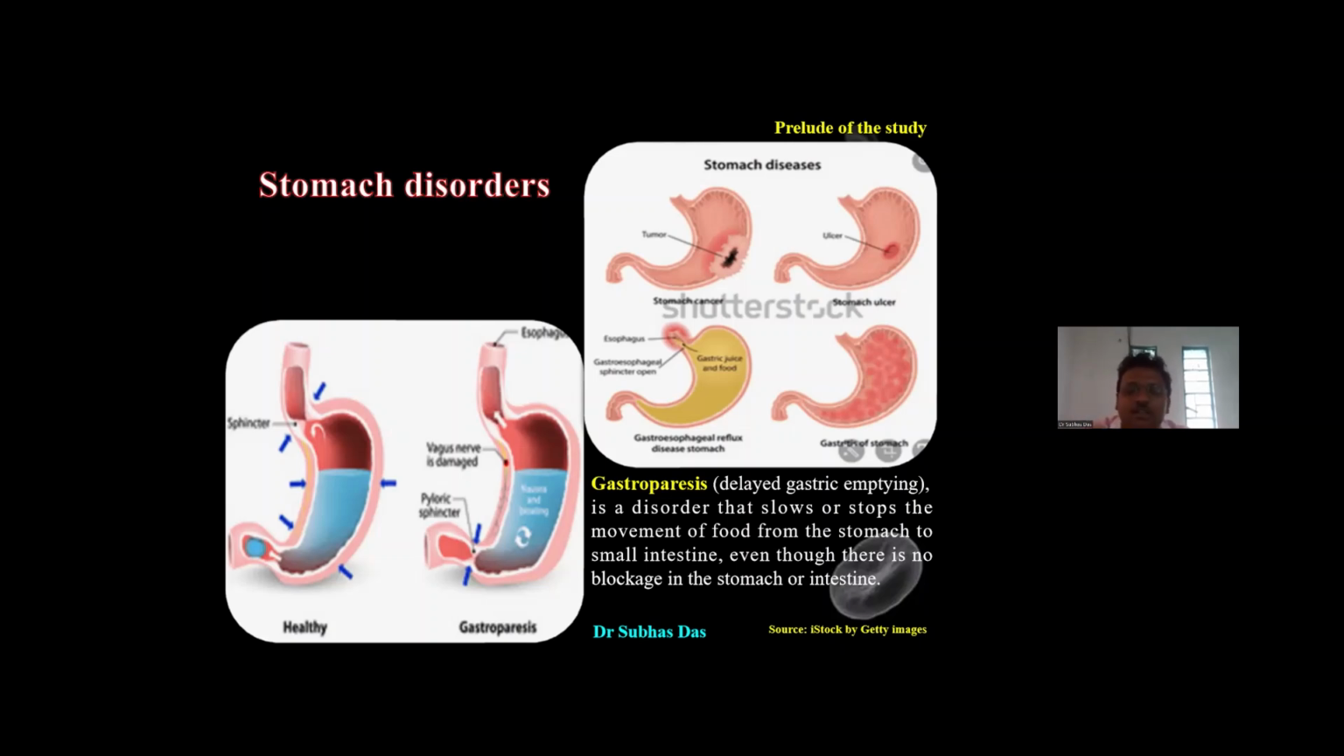In stomach disorders, we know one type of disorder that is called gastroparesis. It's nothing but a delayed gastric emptying. That is a disorder that slows or stops the movement of food from the stomach to the small intestine. It's a normal phenomenon, but if the food we are taking is not being digested properly, it creates an immense problem to our body. Even though there is no blockage in the stomach or intestine, it may happen in our stomach. So it is called gastroparesis.